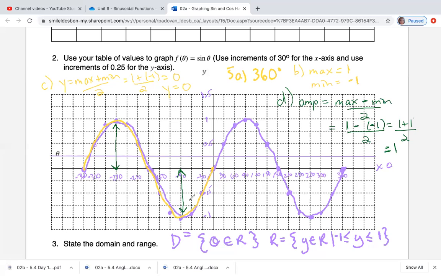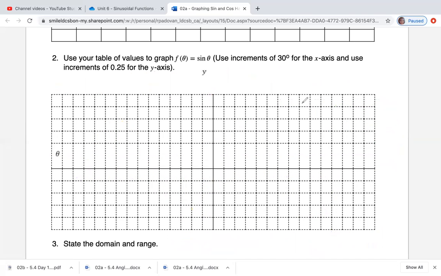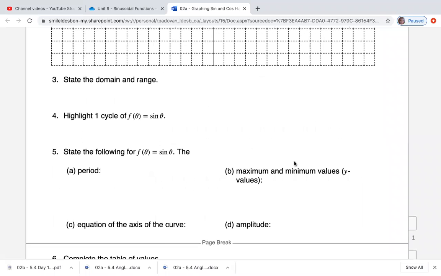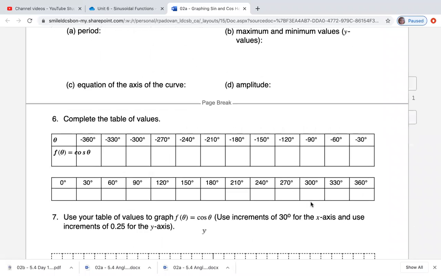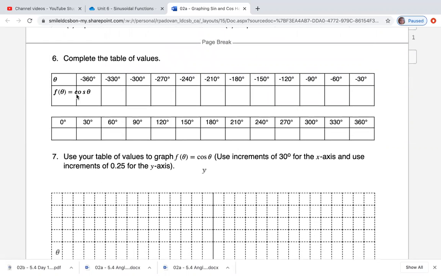Okay, so next we're going to complete the table of values and take a look at what the cos curve looks like. So same thing here, take a second ahead of me. We just answered all these questions here. So let's take a look at the cos of theta. So take negative 360 degrees. What's cos of negative 360 degrees? And so on for the chart. So pause it, fill it out, and then come back to it when you're done and see if your numbers match mine.